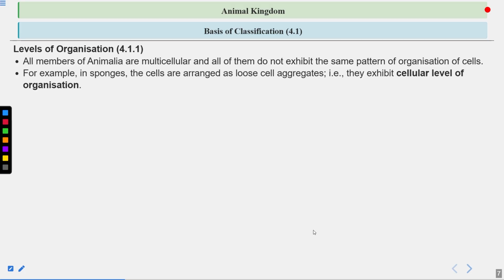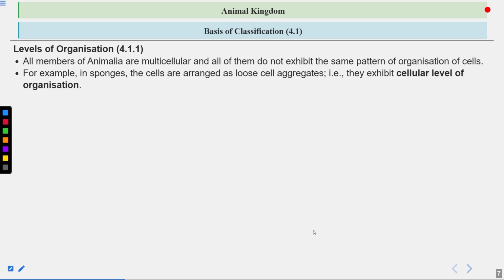For example, in sponges, the cells are arranged as loose cell aggregates. In the case of sponges, we see that cells are loosely arranged, not in a compact way, right? So a loose arrangement of cells does not form tissue. Number one thing, they do not form tissue.